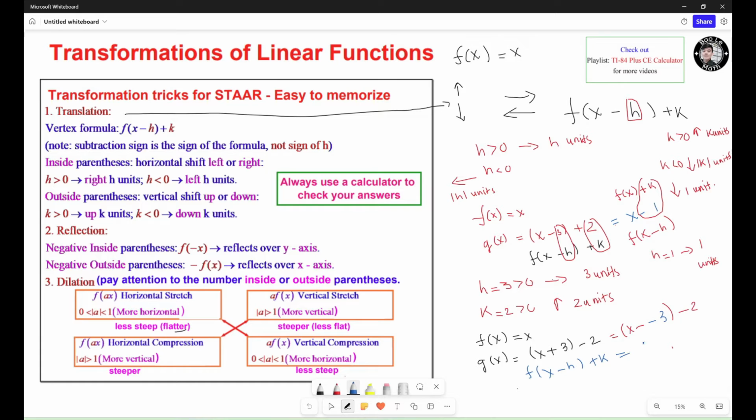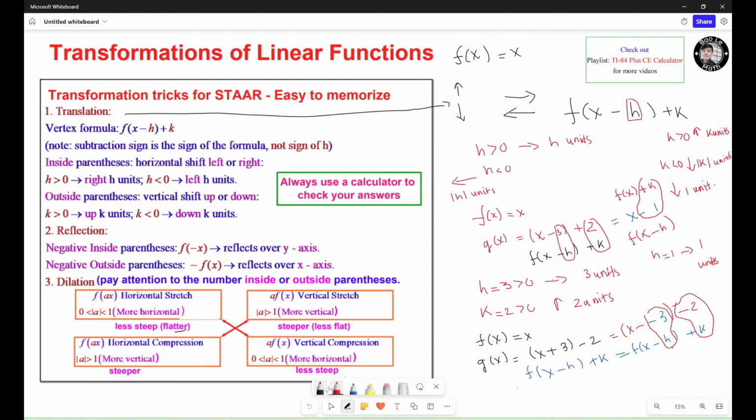So I just rewrite the formula in vertex form: f(x - h) + k. Now in this situation, you see that h equals negative 3. H equals negative 3, so the graph moves to the left 3 units. K equals negative 2, so the graph moves down 2 units.